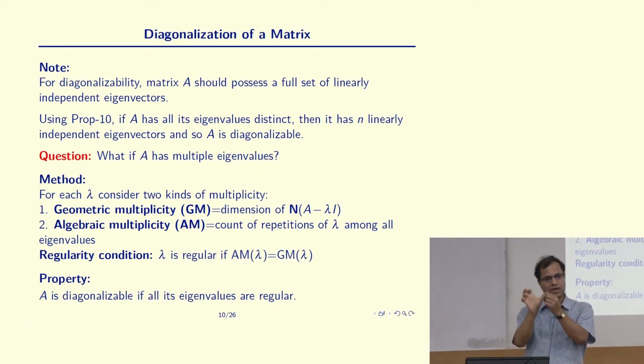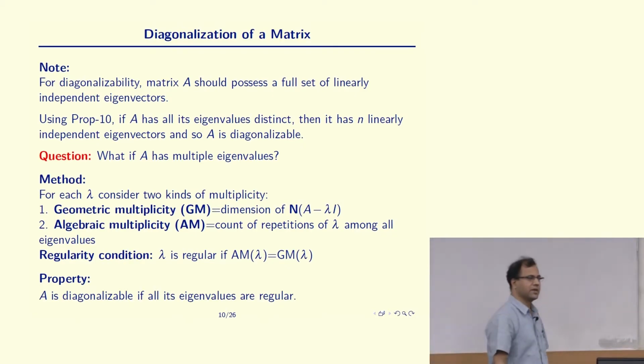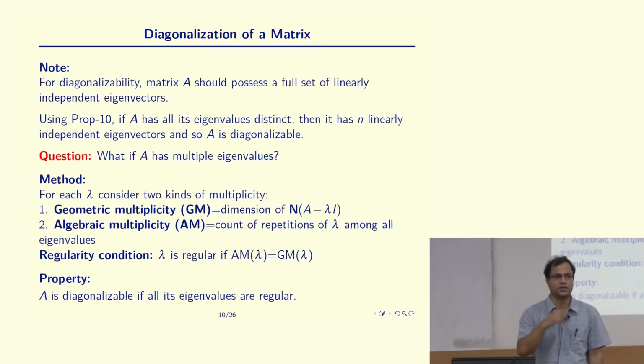When lambdas are all distinct, we are always able to find n independent eigenvectors. When some of the lambdas are repeating, say m times, then we have to see the dimension of the null space of A minus lambda I. Are we able to find m independent eigenvectors corresponding to that particular eigenvalue? If yes, then that particular lambda is regular. And if all the lambdas are regular for a matrix, we are able to find n independent eigenvectors and we can diagonalize the matrix. So that's the rule you have to follow.